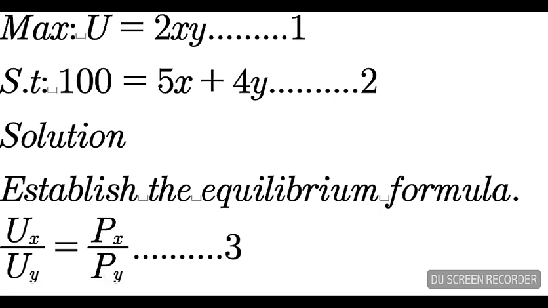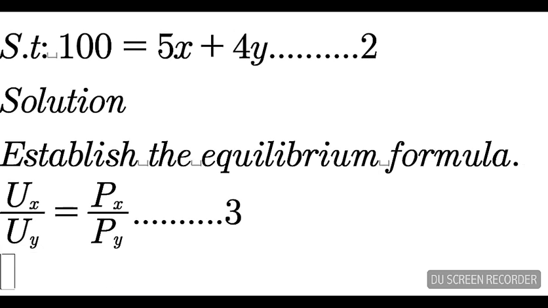Now the left hand side of this equation is the slope of an indifference curve, while the right hand side of the equation is the ratio of the commodity prices, or the budget line. So let us go. Now we look for u sub x. U sub x is the partial derivative of u with respect to x. The same goes for u sub y. Our p sub x is 5, p sub y is 4.